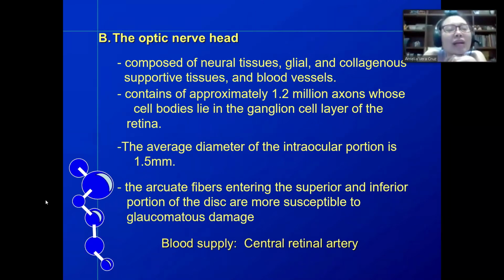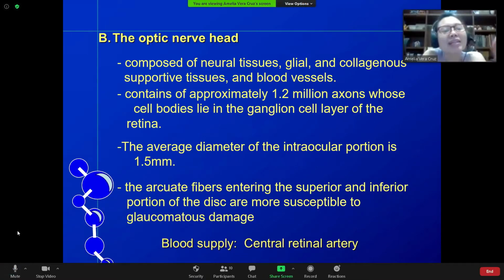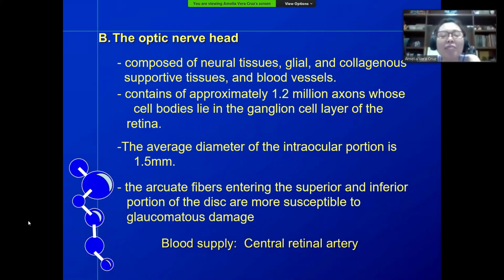Can you hear me? Yes, okay. So, the average diameter of your intraocular portion of your optic nerve is 1.5 millimeters. So, what is the size of your macula?